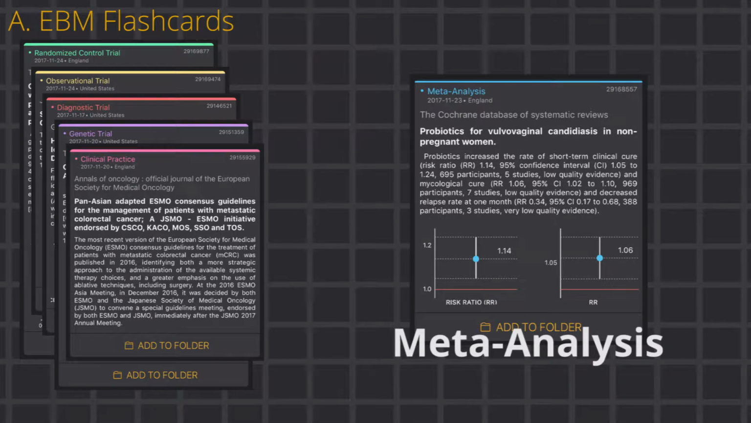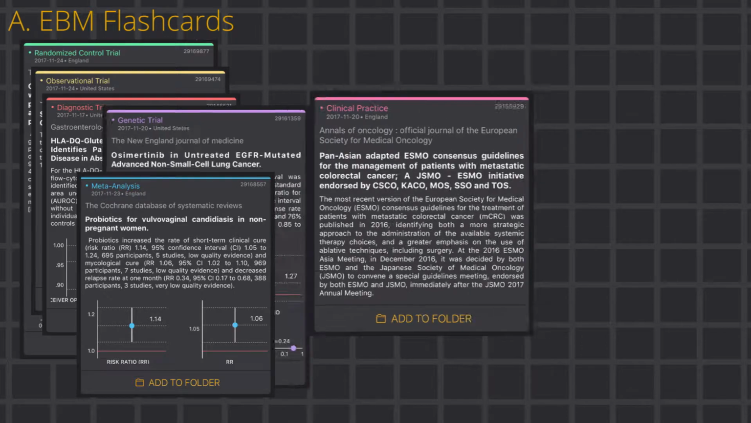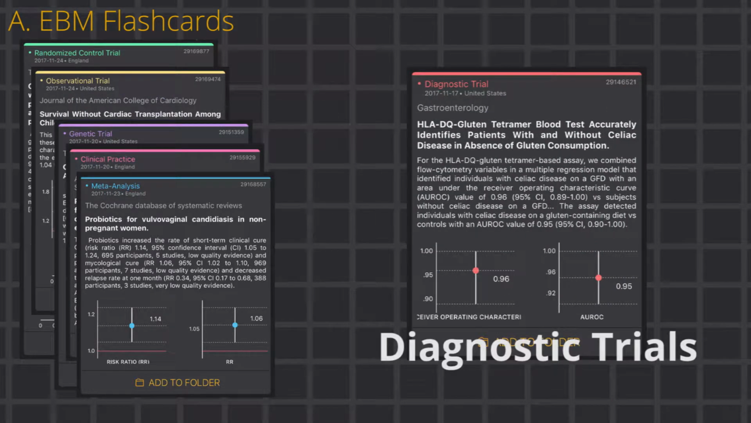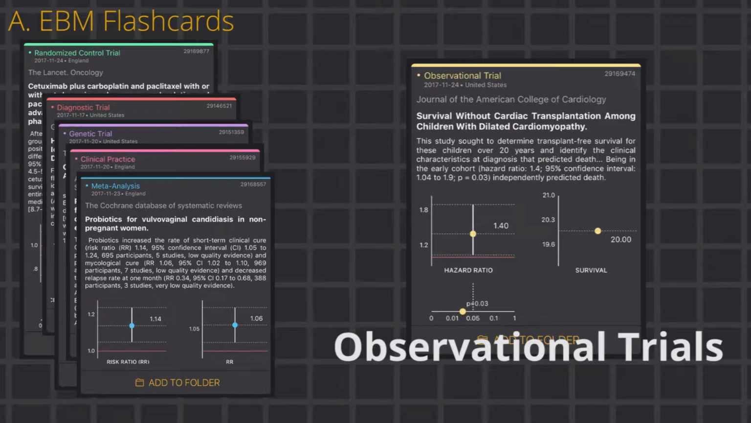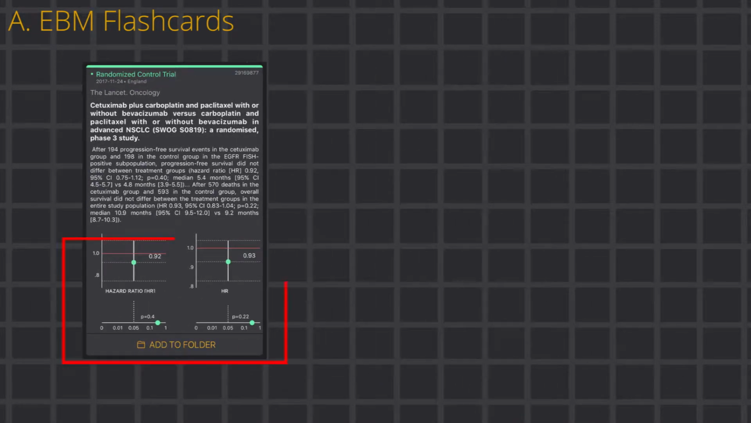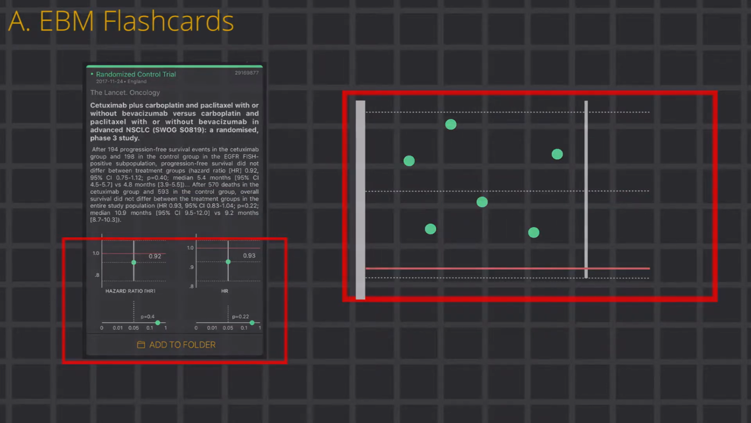Blue cards are meta-analysis. Pink cards are guidelines and reviews. Purple cards are genetic trials. Red cards are diagnostic trials. Yellow cards are observational trials. Green cards are randomized controlled trials. The EBM flashcards come with a graph highlighting the statistical and clinical significance of the main results.